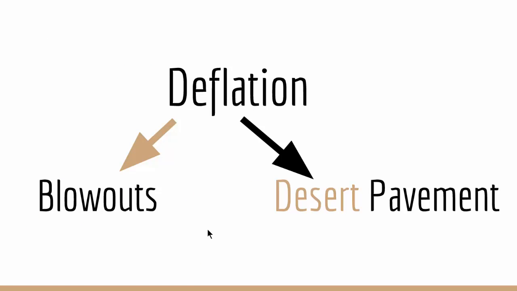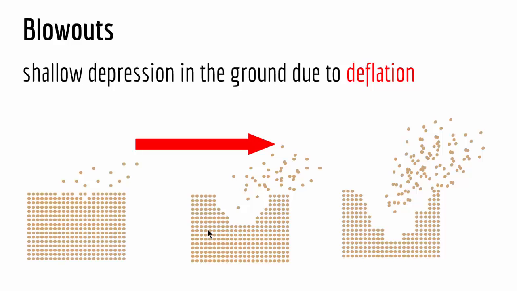We have two kinds of deflation. We have blowouts and we have desert pavements. The first one, blowouts. Blowouts is shallow depression in the ground due to deflation. If you have a shallow depression in arid area that is due to wind, this is called blowouts. As you can see in this picture, basically it's just a hole in the ground that is due to removal of material due to wind.